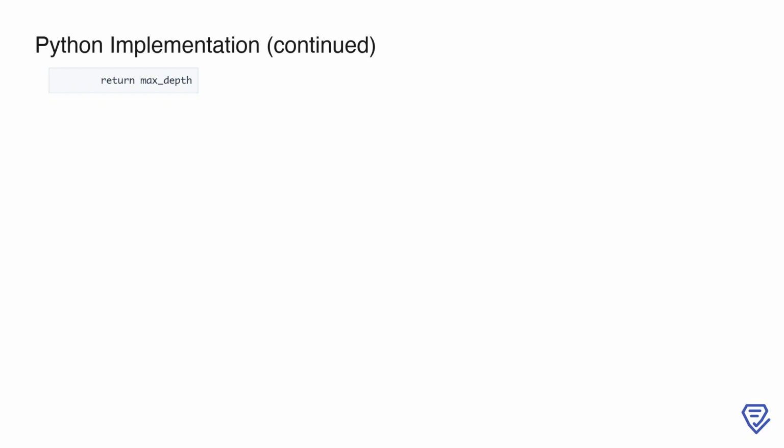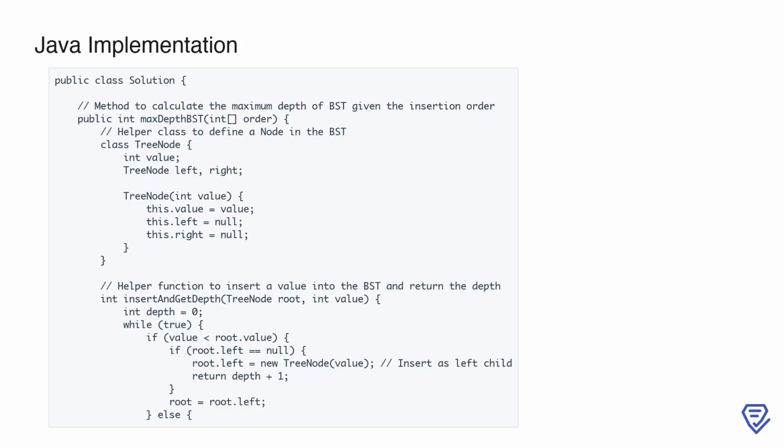binary search tree. Here, we begin by defining the solution class and creating the method maxDepthBST, which calculates the maximum depth of a binary search tree given the insertion order. Inside this method, we define a nested tree node class to represent each node in the BST.